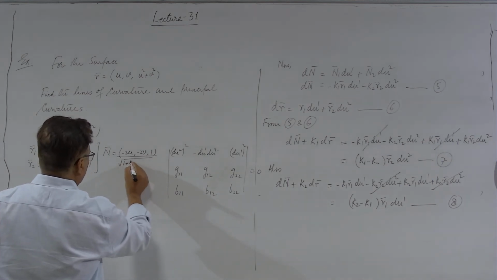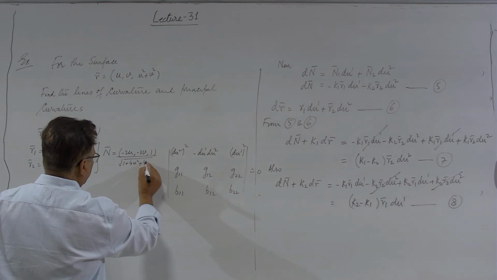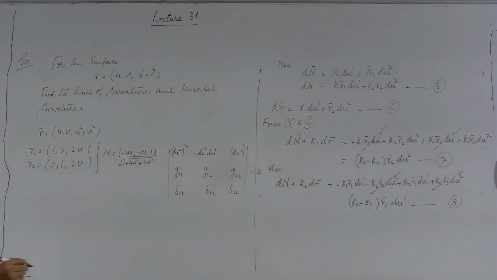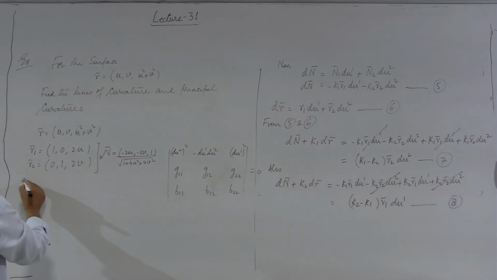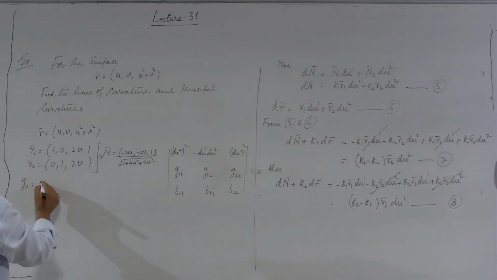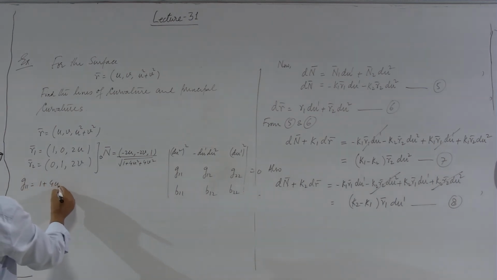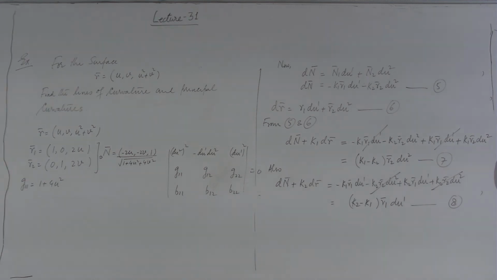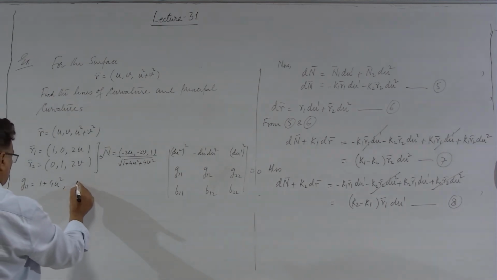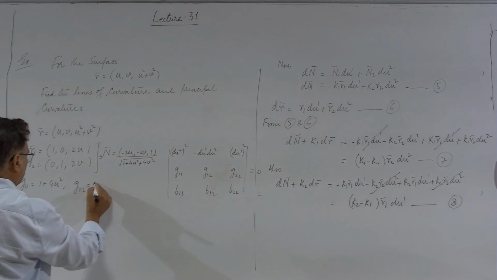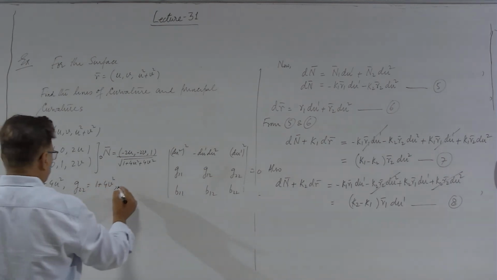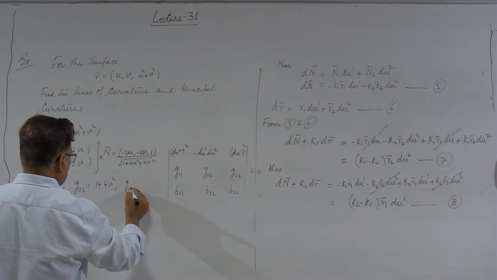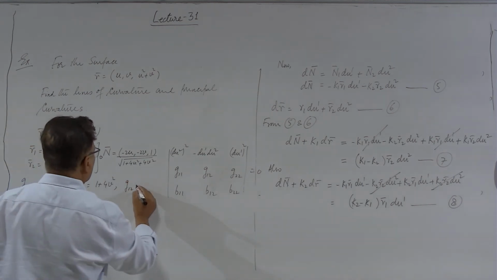So, this is the square root of 1 plus 4u square plus 4v square. This is the unit normal to the surface, and this follows from here. G11 immediately will be 1 plus 4u square, G22 equal to 1 plus 4v square, and G12 is 4uv.